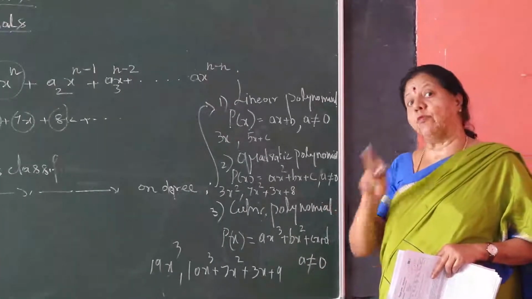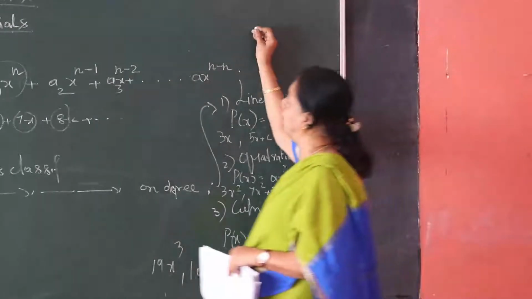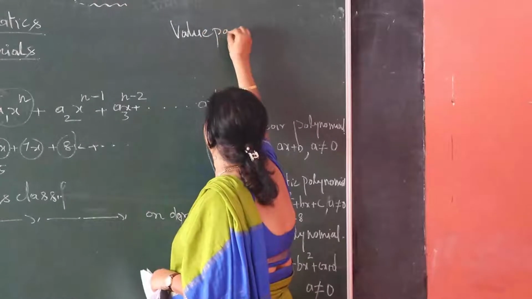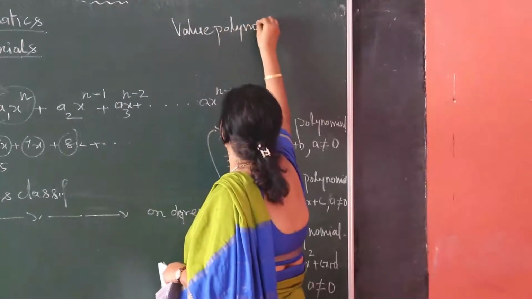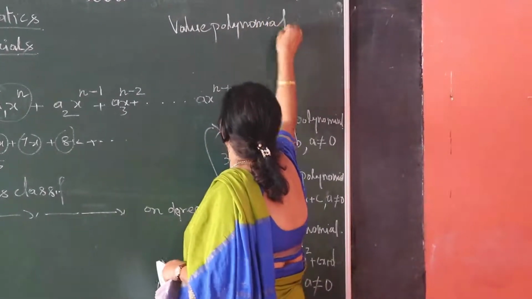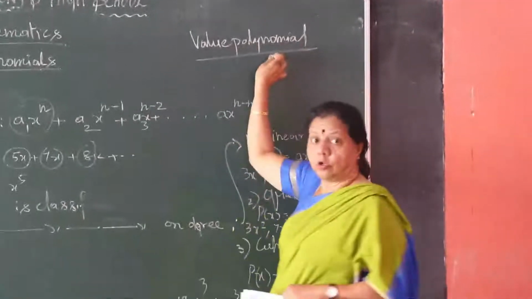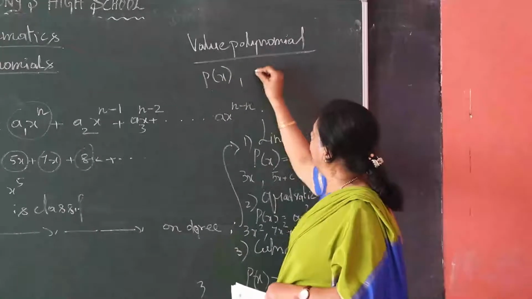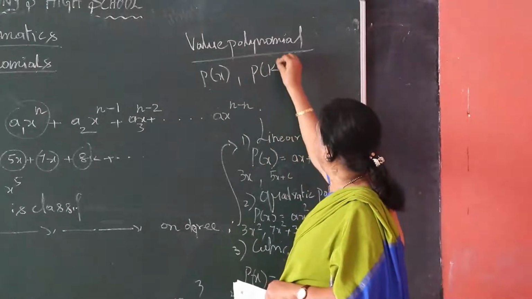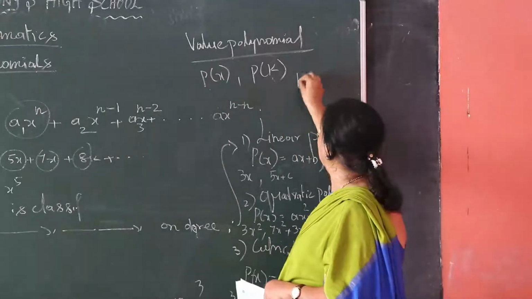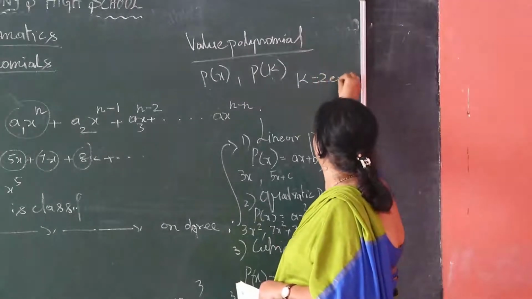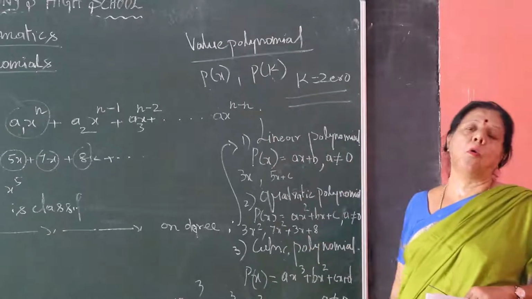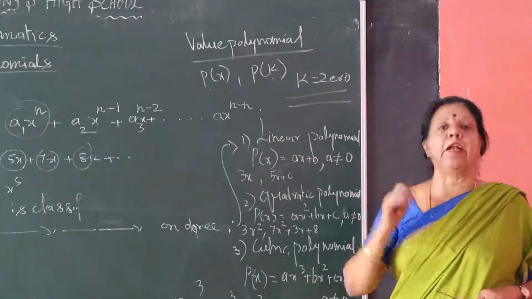The last one, the value polynomial, is also there. Recall, children. Instead of p of x, we can substitute p of k, where k is equal to 0. In future you are going to learn this also. This is introduced in your textbook.